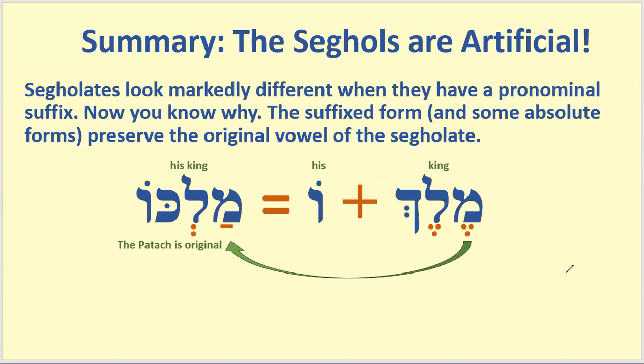Okay, so this has been a lesson on segolates, to help explain why we see this strange vowel change taking place whenever a suffix is being added to a word with two segols. The key to understanding what's going on here is to know that the suffixed form is actually closer to the original form, and that the two segols that we think are original are actually artificial.